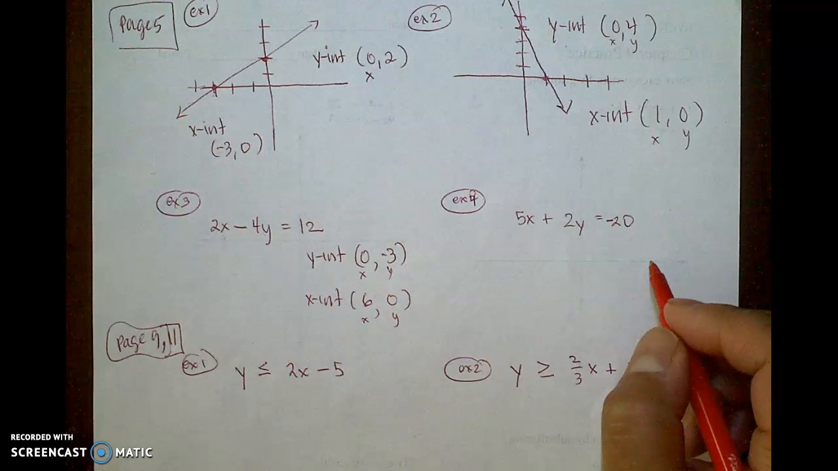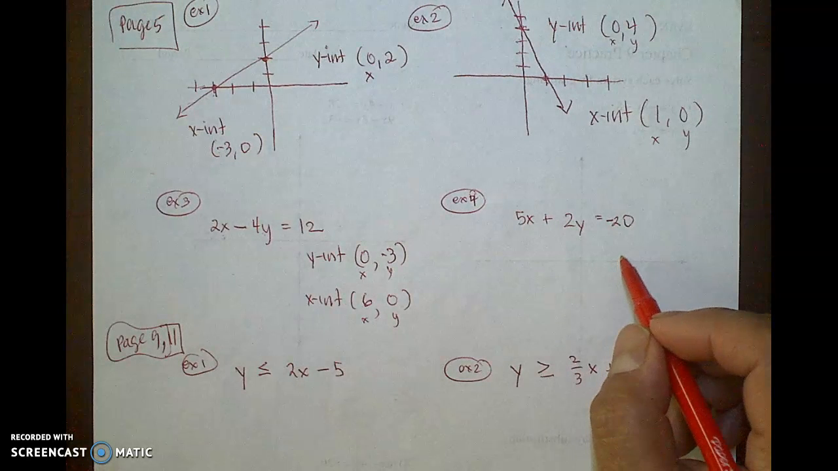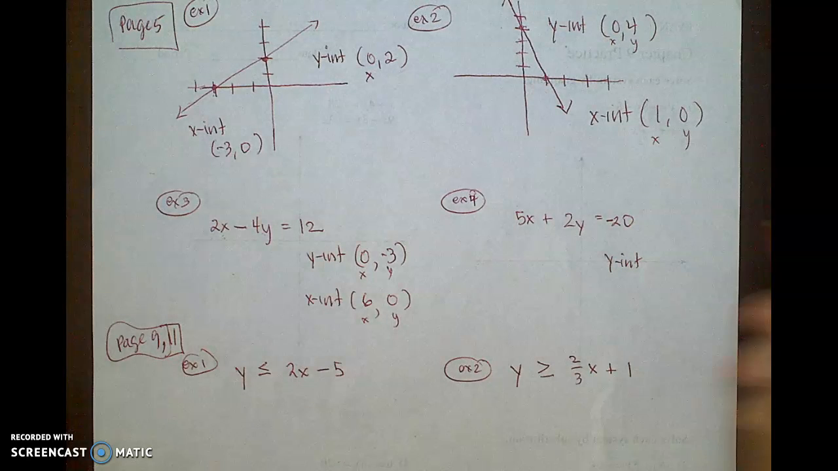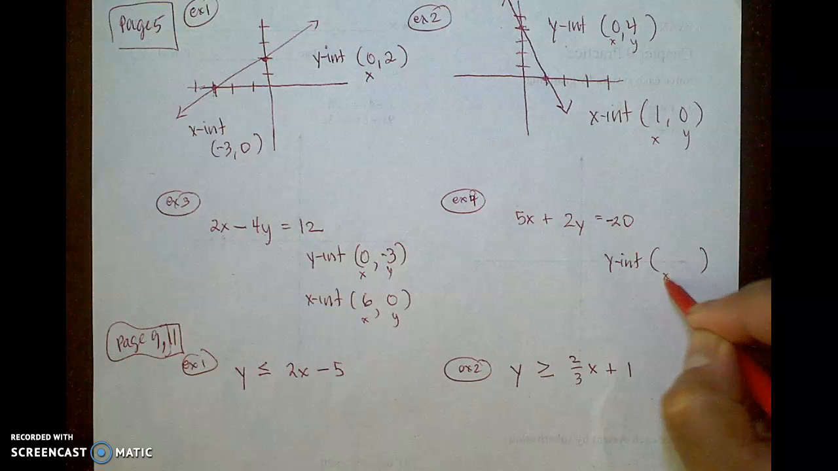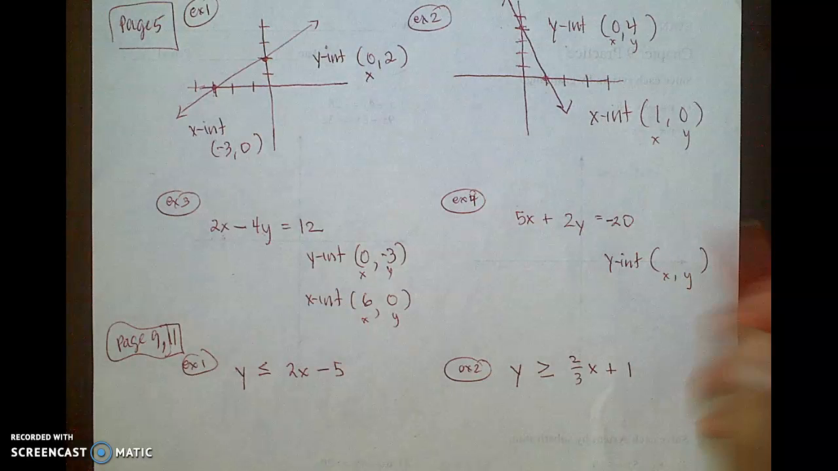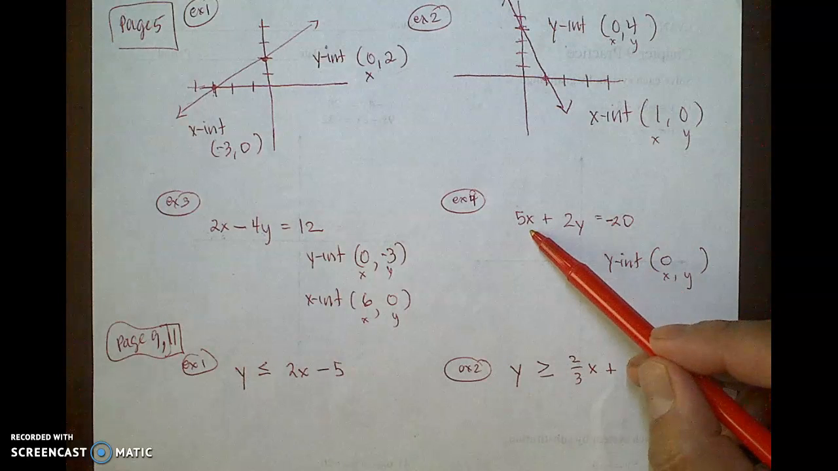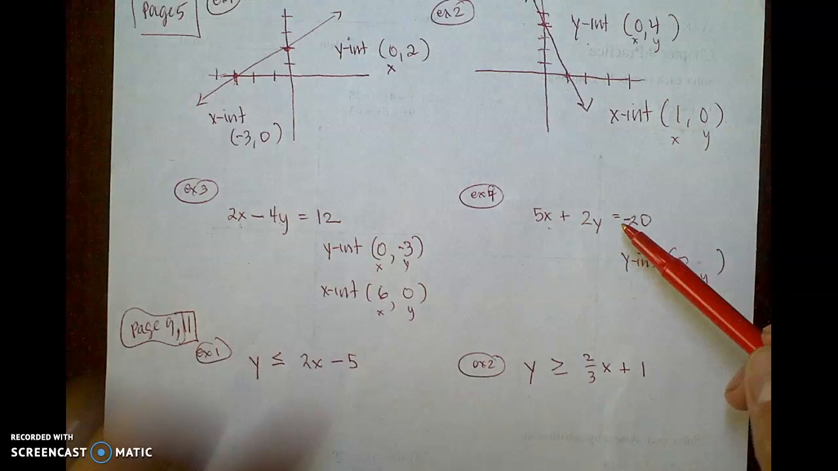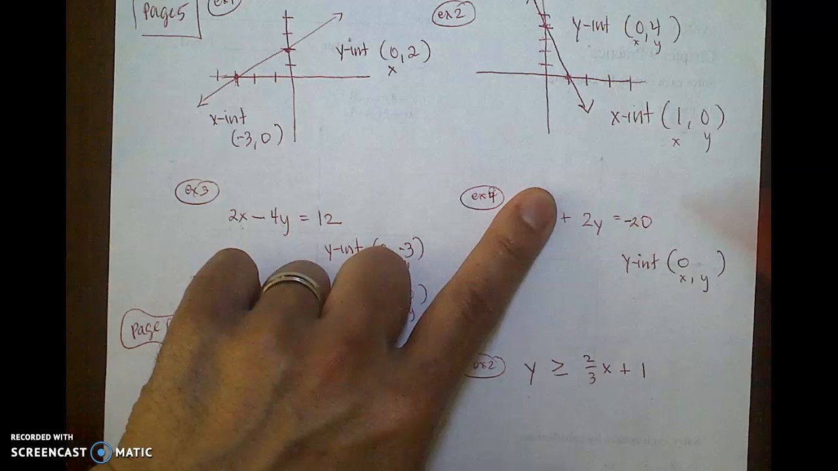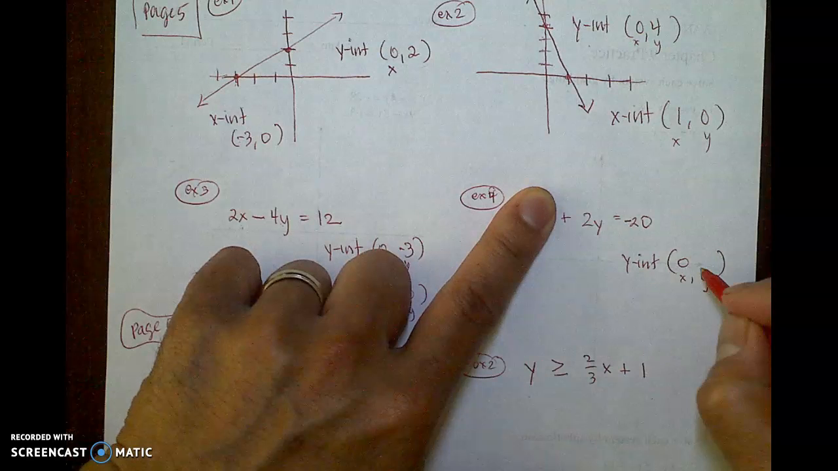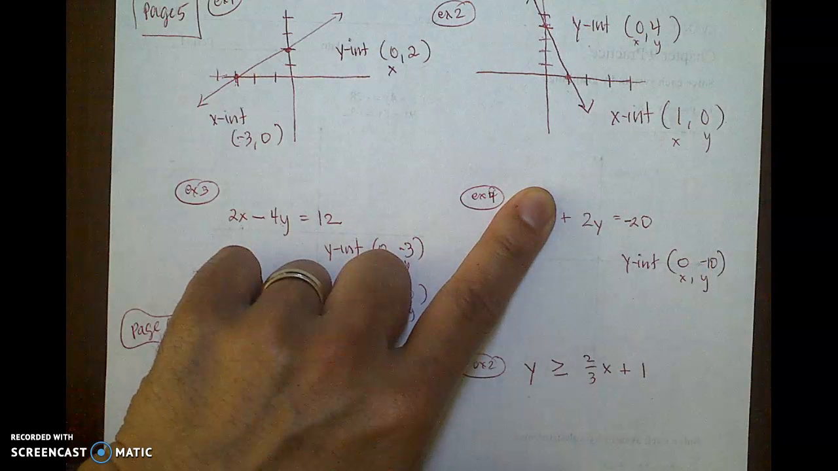Let's do that again with this next example. Here we want to find the y-intercept. For our ordered pair, we're going to make x 0, so we plug 0 in for x. 5 times 0 is 0, so that goes away. Solving for y, y has to be equal to negative 10. So there's our y-intercept, (0, -10).